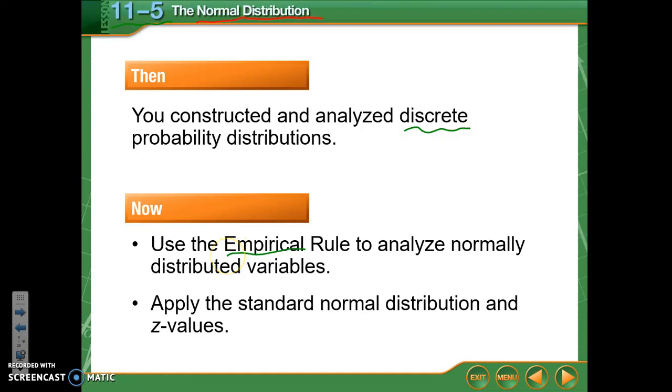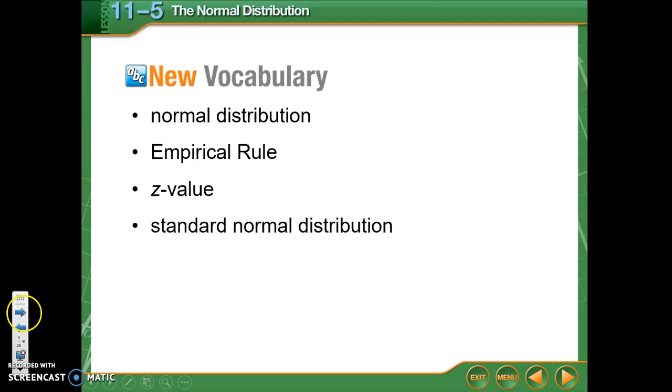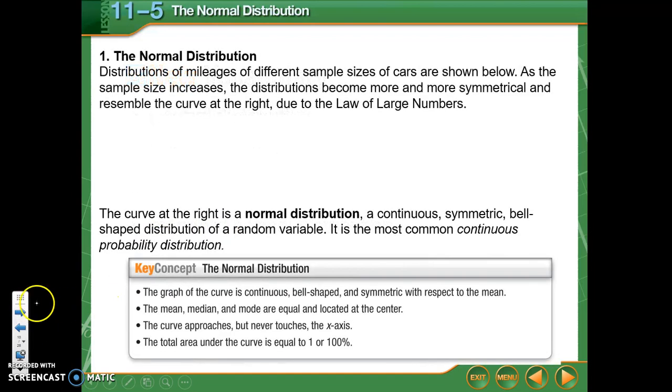So we're going to learn about something called the empirical rule that will help us analyze data that is normally distributed. And then we're going to learn to find something called z-values that lets us compare different normally distributed data. So the vocabulary you need to be on the lookout for here is normal distribution, empirical rule, z-value, and what we call the standard normal distribution.